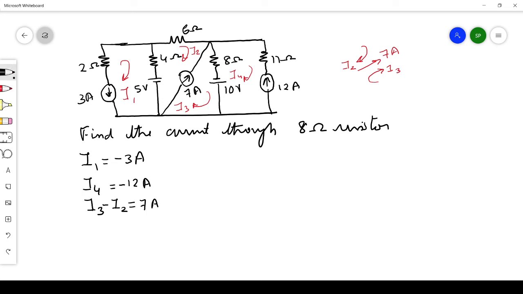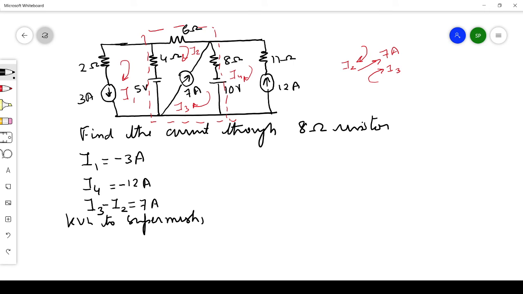Now we'll be applying KVL to the super mesh. Where is the super mesh? The super mesh is formed by mesh 2 and mesh 3. Here in the diagram I have marked it, because this 7 ampere source is now not there. We have combined mesh 2 and mesh 3 to form the super mesh. So, KVL to the super mesh: you have 4 ohm, 6 ohm, then 8 ohm, then this 10 volt and this 5 volt supply.